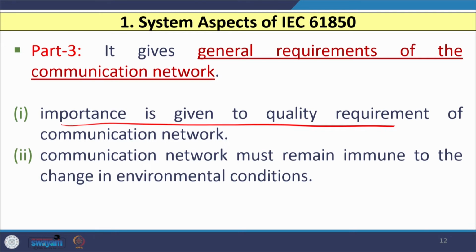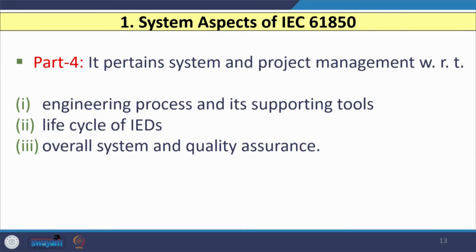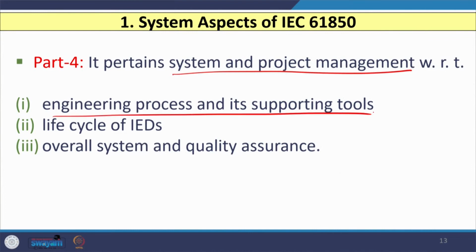Those aspects are also considered and elaborated in part 3, related to the general requirements of the communication network. Part 4 of system aspects is related to system and project management. This is discussed with reference to engineering processes and supporting tools, the life cycle of IEDs, and the overall system and quality assurance, and how we can carry this out.